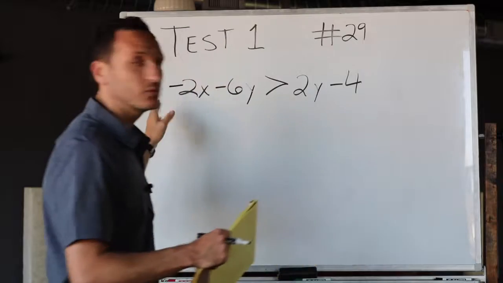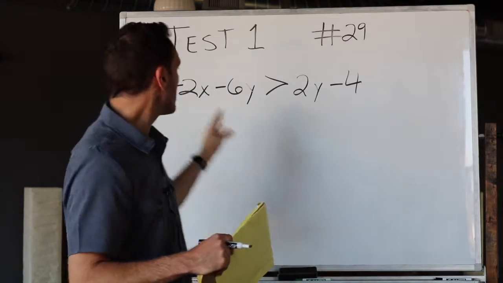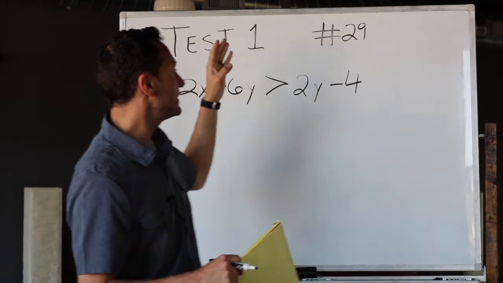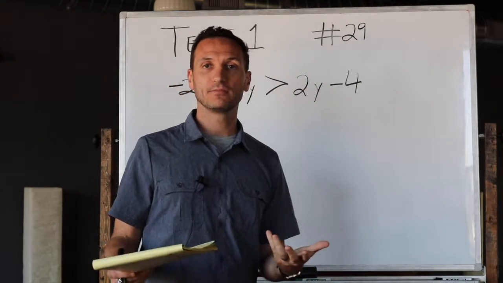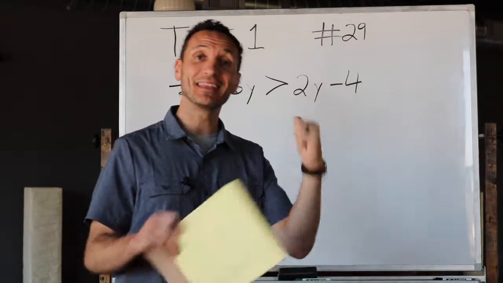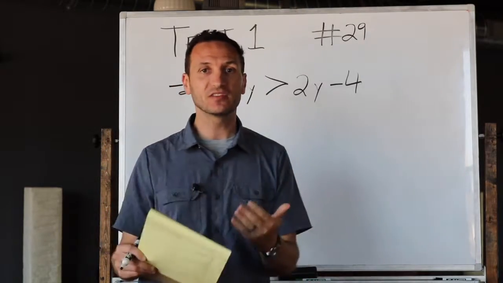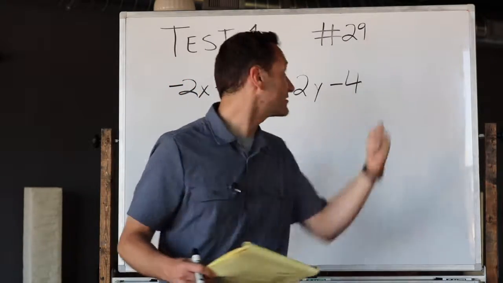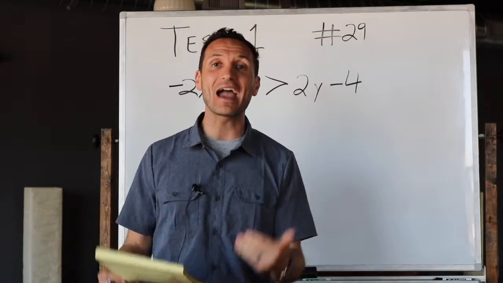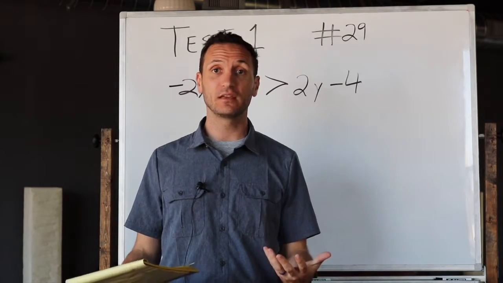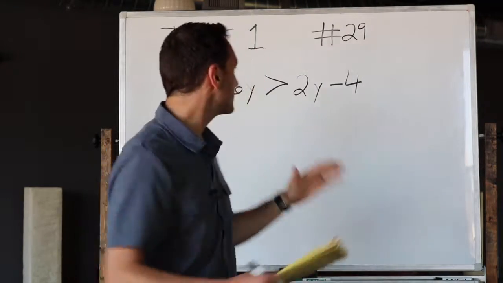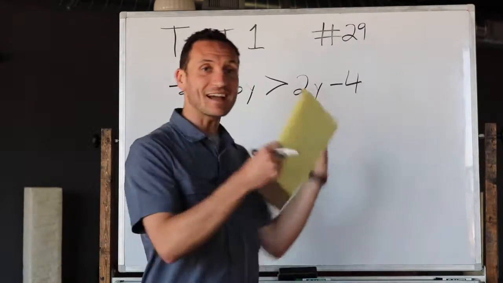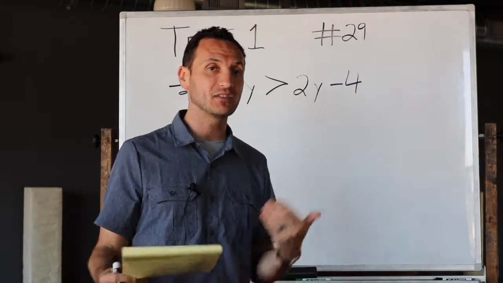All right, so this one says negative 2x minus 6y is greater than, that's what that sign means, greater than 2y minus 4. So which answer choice is this equivalent to? It's helpful just to glance at the answer choices and see what they have there. What I see when I look at those answer choices on question 29 is they all have an isolated x variable. So let's get x by itself and then see which one of the answer choices looks exactly like this when x is by itself. All right, so let's get started.